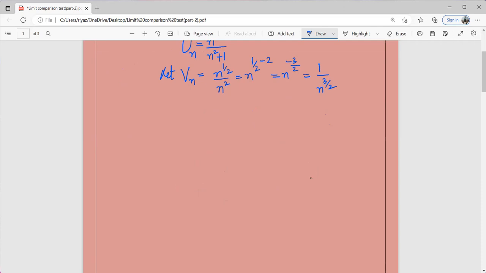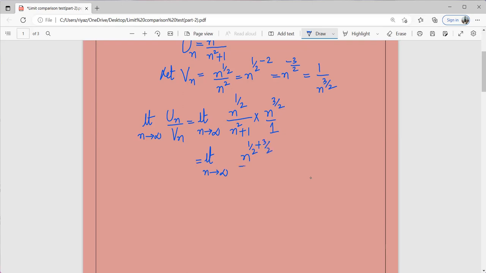Okay, so let us check another information, which is limit n tends to infinity of un by vn value, which is equal to limit n tends to infinity. Our un value will be n to the power of 1 by 2 all divided by n square plus 1, multiplied by the second fraction reversed. It becomes n power 3 by 2 by 1, which can also be written as limit n tends to infinity. We know that when the bases are equal, powers should be added. It is 1 by 2 plus 3 by 2, and divided by n square plus 1.